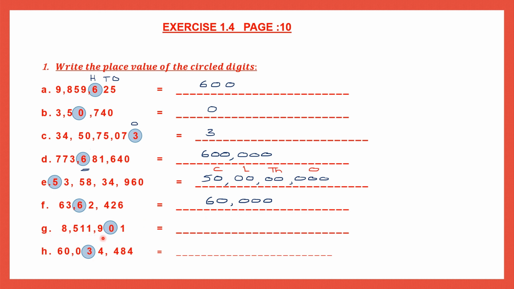Next one, question G. What is the place value of 0? Remember what I said? 0, whichever position it is in, the place value is always only 0. The next one is the digit 3. What is the place? Ones, tens, hundreds, thousands, 10,000. 3 is in the 10,000s place. So multiply 3 into 10, 30,000. 1, 2, 3. 3 zeros. So the place value of 3 is 30,000.